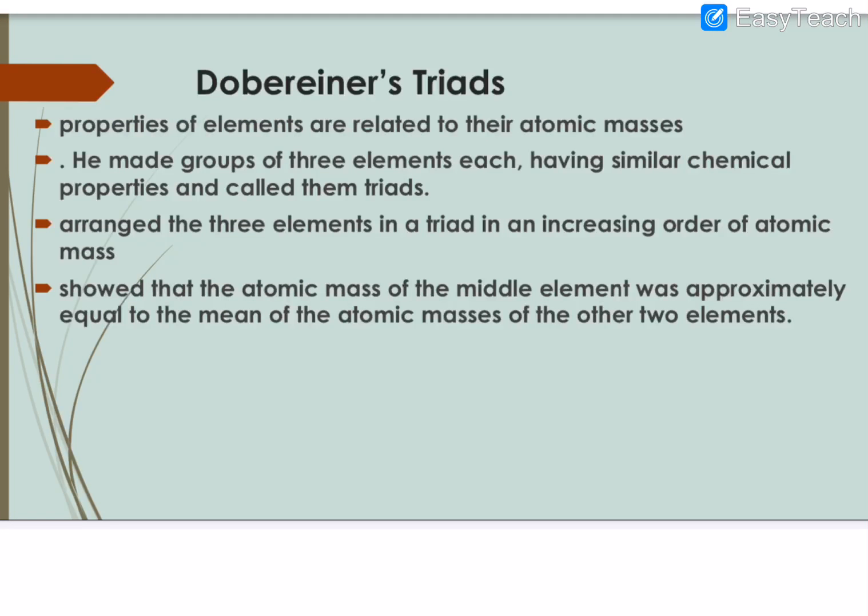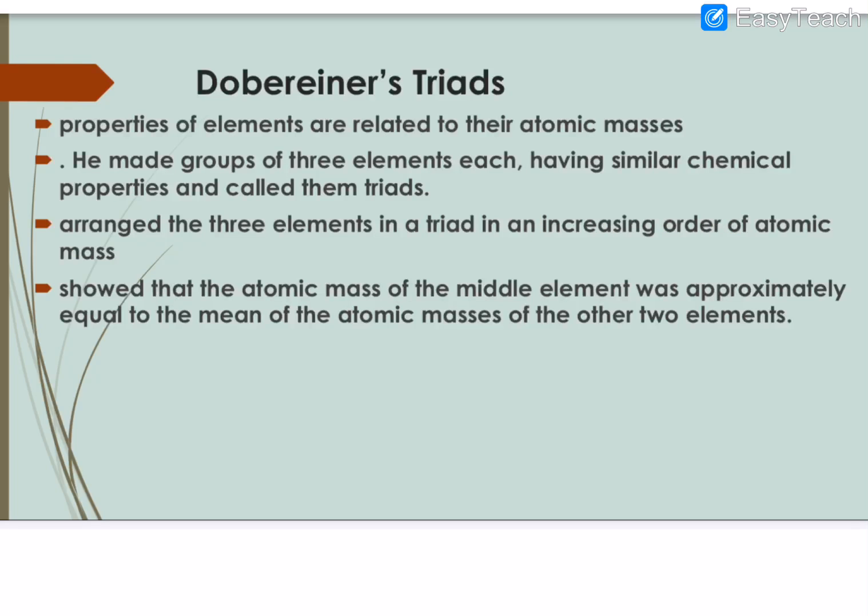Next we are going to discuss Dobereiner's triads. So Dobereiner arranged elements into triads on the basis that the properties of elements are related to their atomic masses. He made groups of three elements each having similar chemical properties and called them triads. So a triad contains three elements having similar chemical properties. He arranged the three elements in a triad in an increasing order of atomic masses.